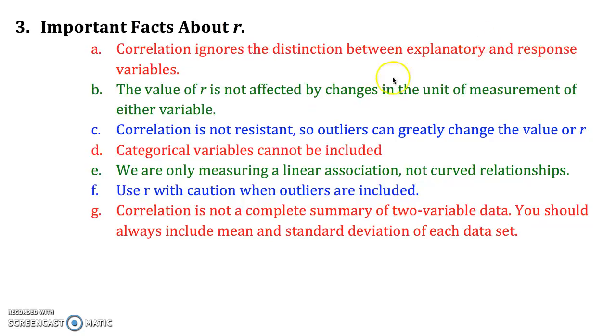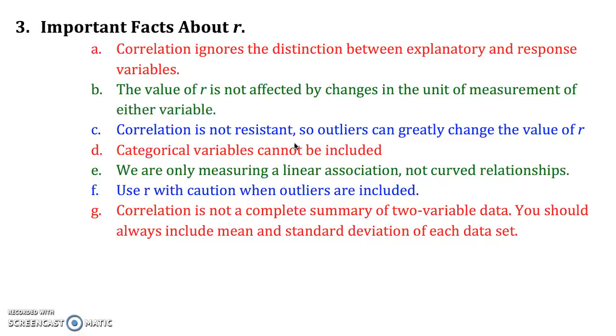It's not resistant. Outliers can greatly change the value of R. So those we call influential points. We can't include categorical variables, so this is only for quantitative variables, and they have to be paired up. So there has to be two things measured about a person. So in our example, we had wins and strikeouts.